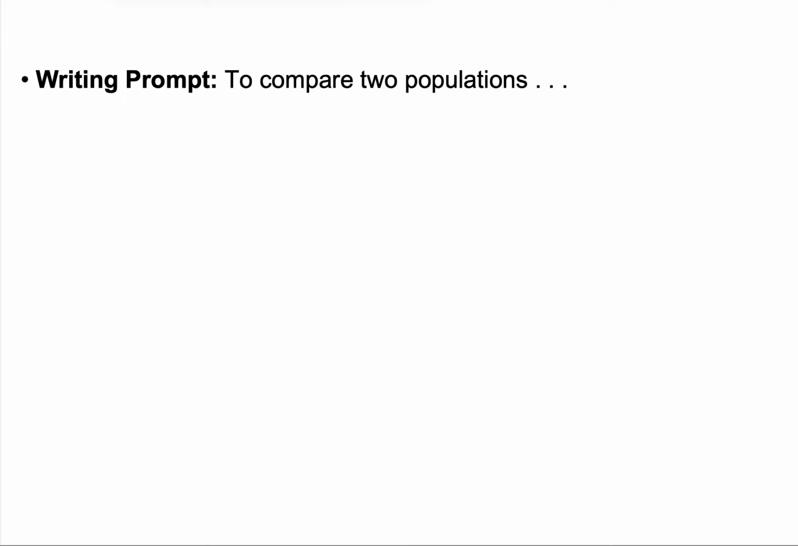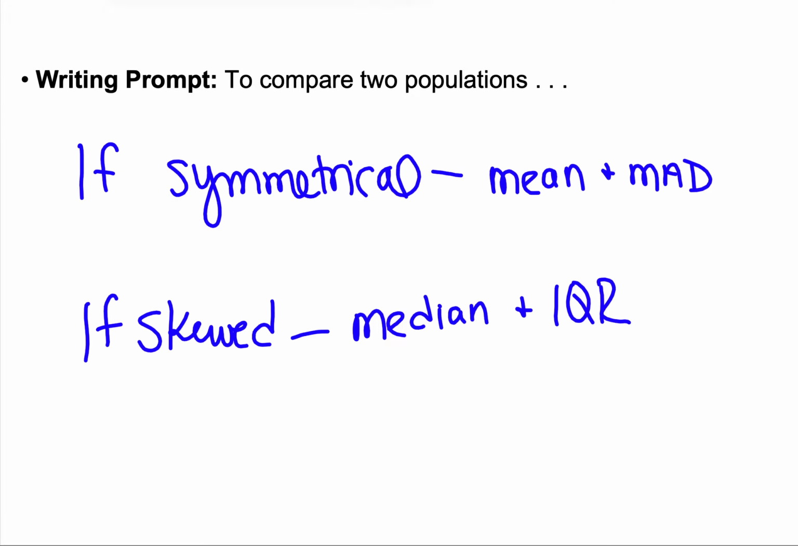All right, let's check to see if you are correct. So to compare two populations, if they are symmetrical, we're using the mean and the MAD. If they are skewed, we're using the median and the IQR.